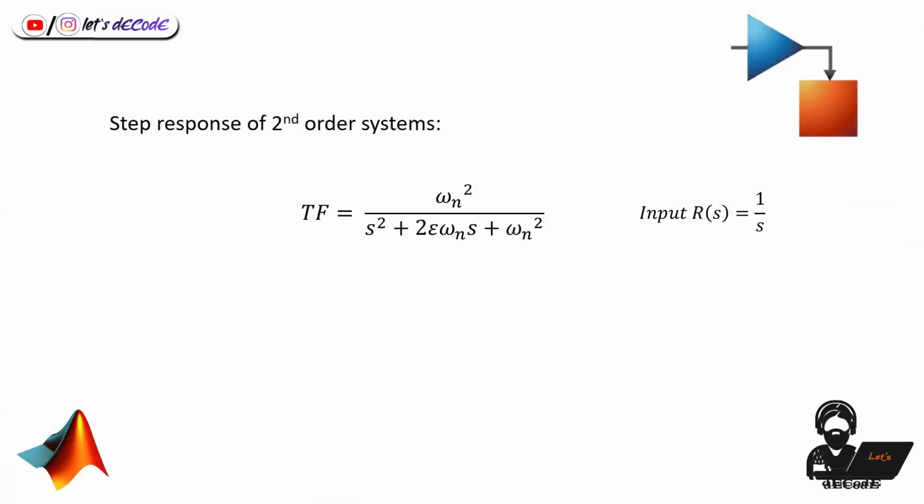Now we will get the response of the second order system. Transfer function of a second order system is as shown below. We find the response at natural frequency Wn equals 5 and zeta equals 0.5. So our simplified transfer function is 25 by s square plus 5s plus 25.